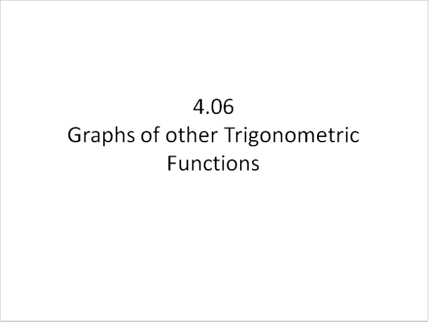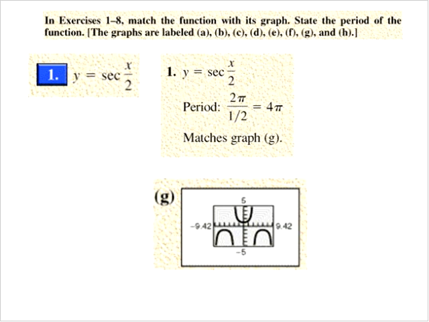Okay, this recording is to help you with lesson 4.06, graphs of the other trigonometric functions. Alright, so we're going to start off by trying to find the graph of secant. Remember, if you were to use your graphing calculator for this, that the secant is the reciprocal of cosine. So it would be 1 over cosine of x divided by 2.